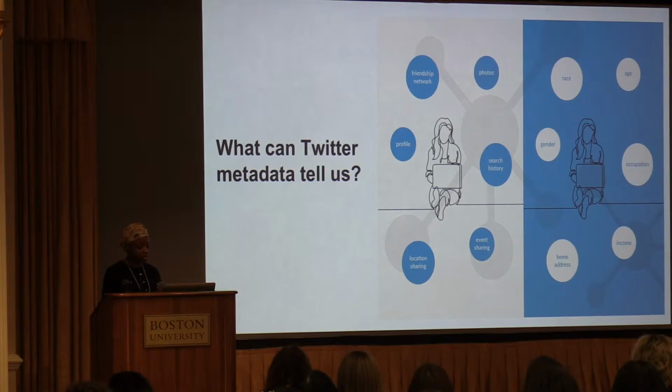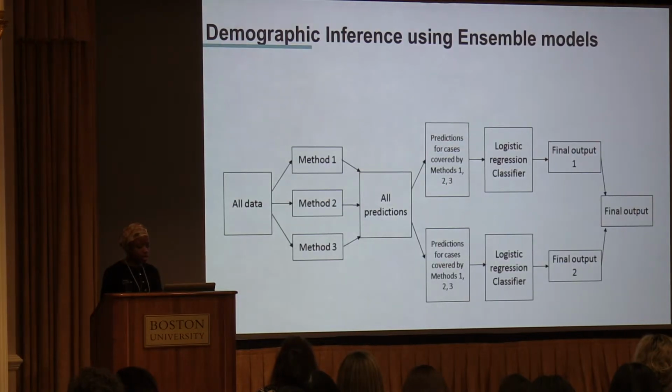So there's what we put online, and then there's what we're actually revealing about ourselves that we don't always think about. So for example, posting or your search history could tell someone about your occupation, or event sharing. What kinds of events you share on social media could also be indicative of your income. So what kind of people do you hang out with? And so we've harvested some of this information to get information about demographics on social media.